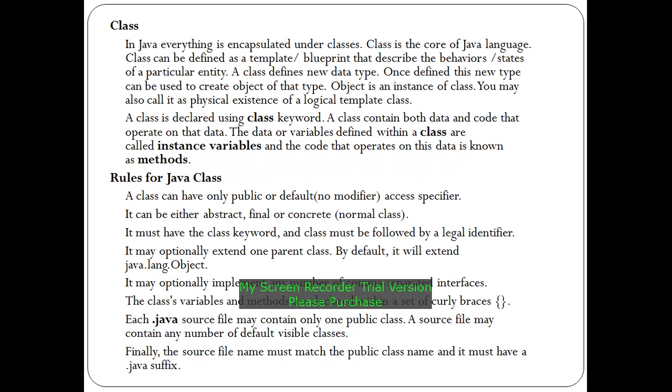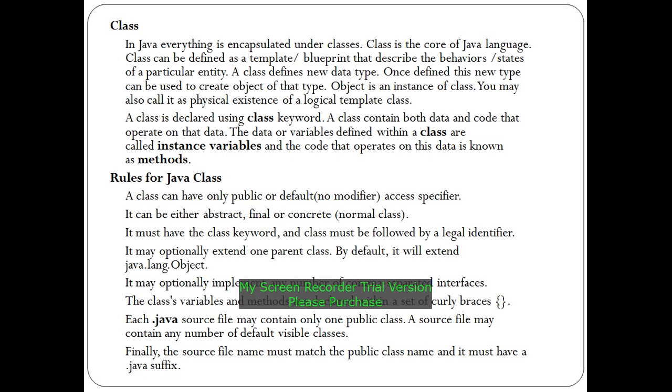Class. In Java everything is encapsulated under classes. Class is the core of the Java language. A class can be identified as a template or blueprint that describes the behaviors and state of a particular entity. A class defines a new data type. Once defined, this new type can be used to create objects of that type. An object is an instance of a class. You may also call it the physical existence of a logical template class.